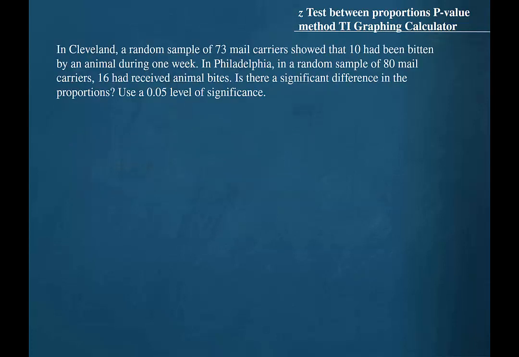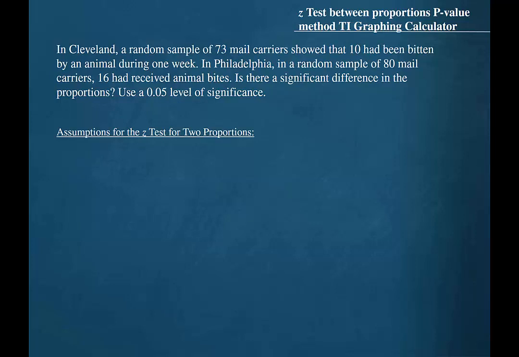In Cleveland, a random sample of 73 mail carriers showed that 10 had been bitten by an animal during 1 week. In Philadelphia, in a random sample of 80 mail carriers, 16 had received animal bites. Is there a significant difference in the proportions? Use a 0.05 level of significance.